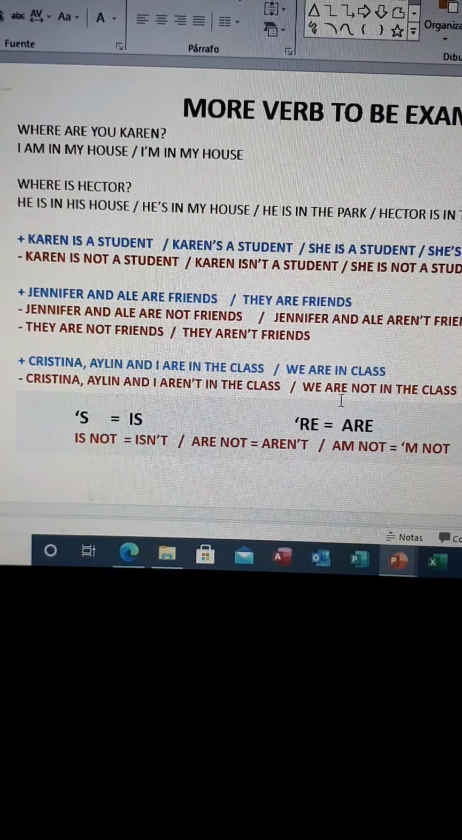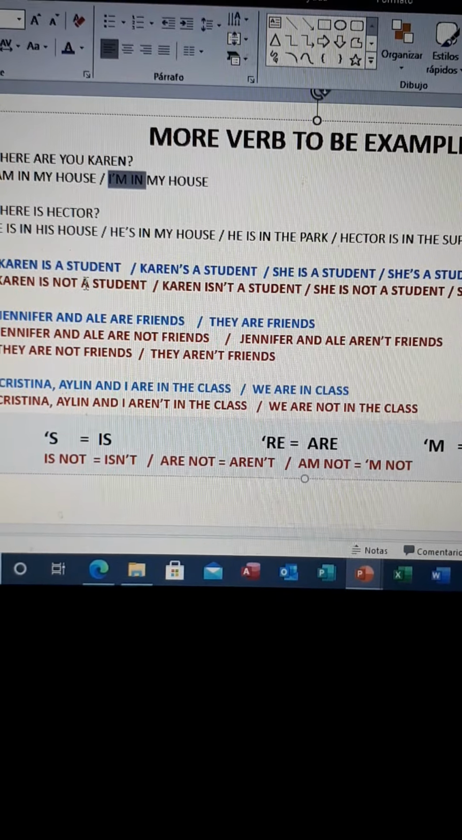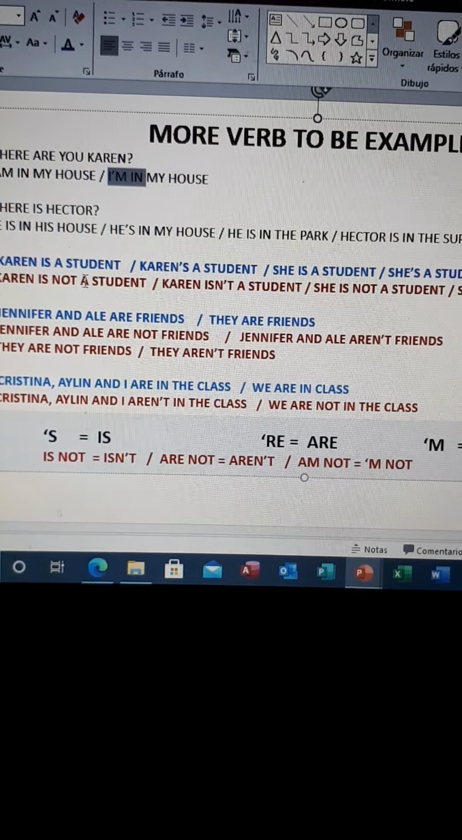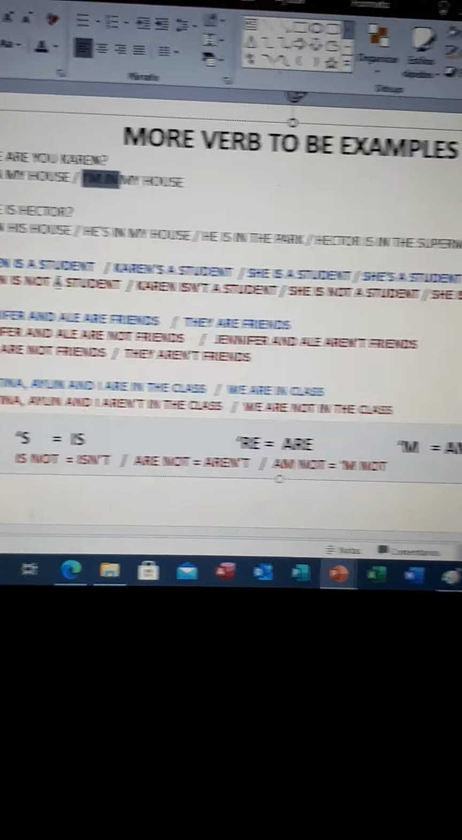Simple, I just selected that we can have the full form or the short form, okay? The same happens here. We have the full form, I am, and the short form, I'm, okay? Then we have Karen is a student. It's the same if you say Karen's a student, okay, full form, short form, or instead of the name you use a pronoun: she is a student, or with the contracted form, she's a student. The same in negative, Karen is not a student, Karen isn't a student, or using the pronoun, she is not a student or she isn't a student. So four ways are correct, okay?